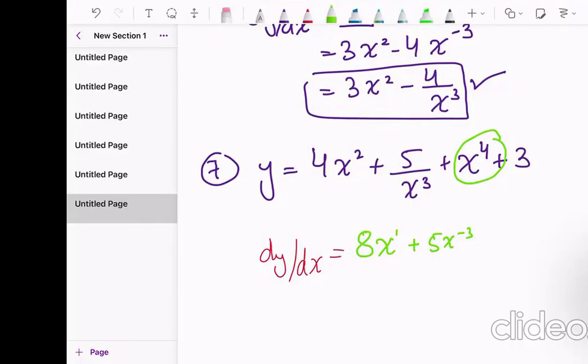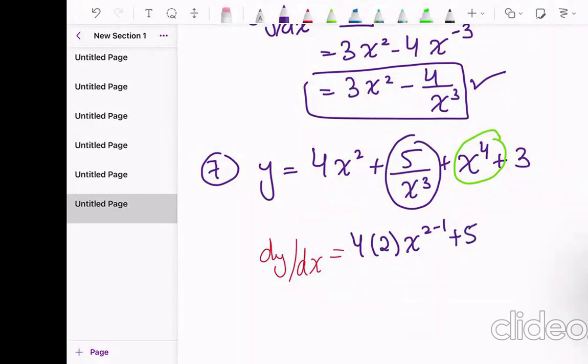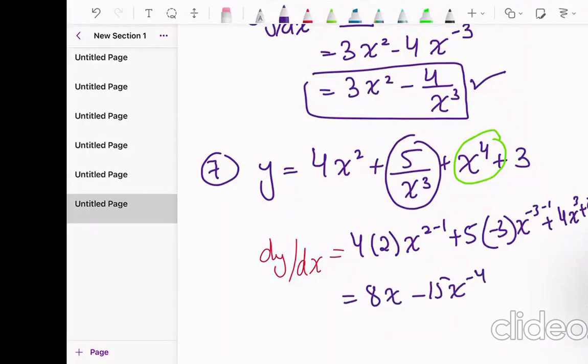You have to listen to me again. The first thing is that this will become 4, and the 2 will come down, and we have to subtract 1. To solve this, as I told you, x will be in the numerator. That's important. So when we put x in the numerator, we have minus 3, x to the minus 3 minus 1. This will become 4x cubed, and the differentiation of 3 will be 0. So the final answer will be 8x minus 15x raised to the power minus 4 plus 4x cubed.